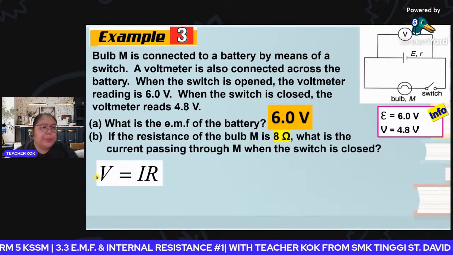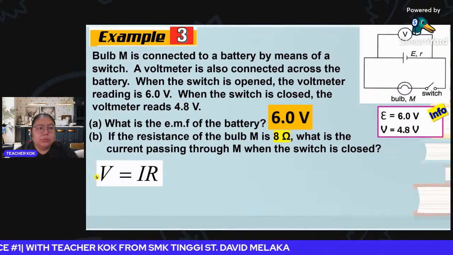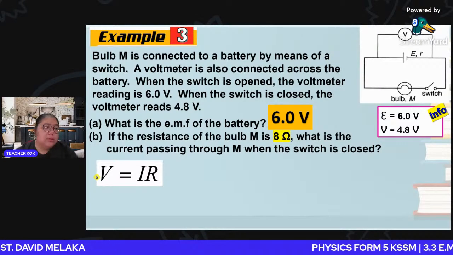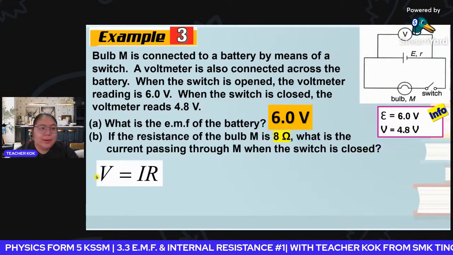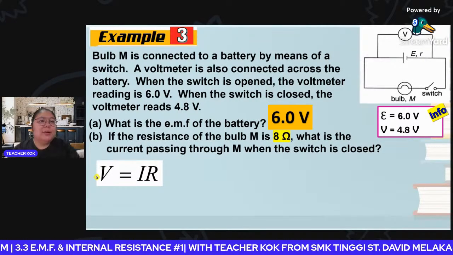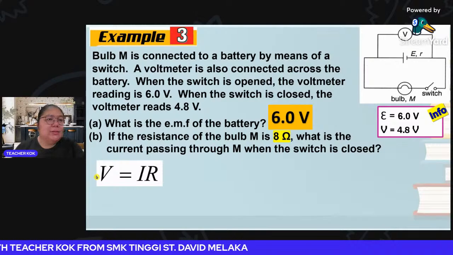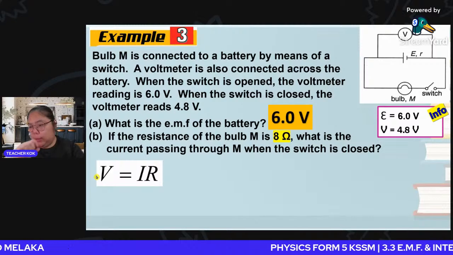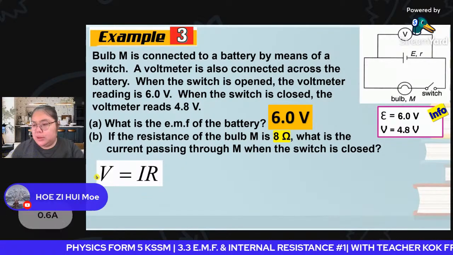For this one, example 3B. Okay, anyone? Okay, I'm just waiting. I don't know if my line is low or I cannot see here. Okay, again, they give me 0.6 ampere.